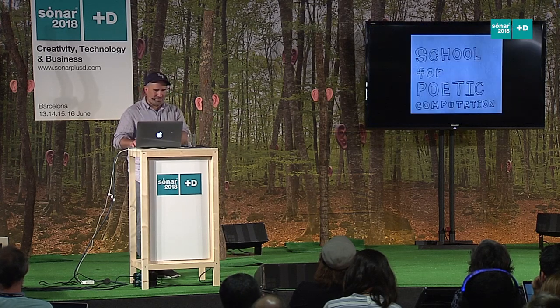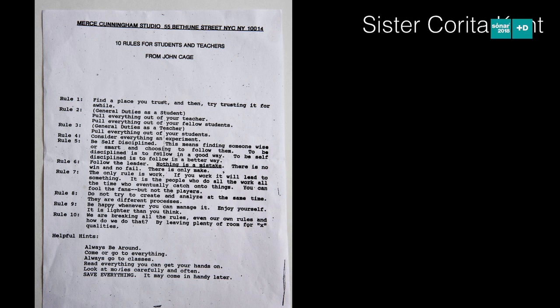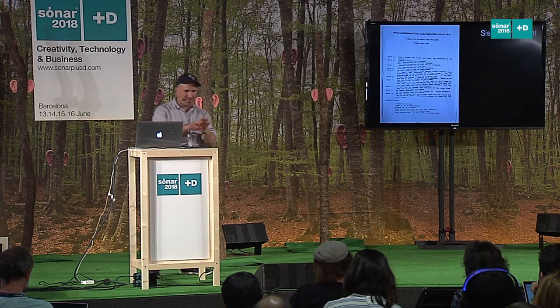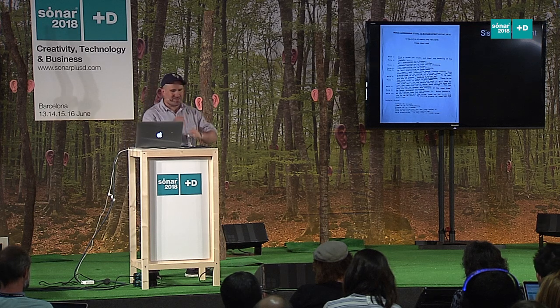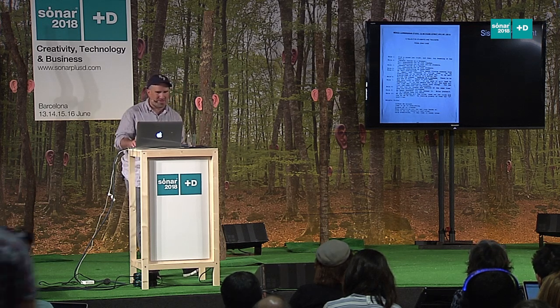And inspired by the students, at the school we have these rules for students. These are 10 rules for students. They're written by Sister Corita Kent. They're popularized by John Cage. These are awesome, by the way, that we put on the wall at the school. And rule number 7 is one that I really love. It says, the only rule is work. And to me, this is quite inspiring. If you work, it will lead to something.